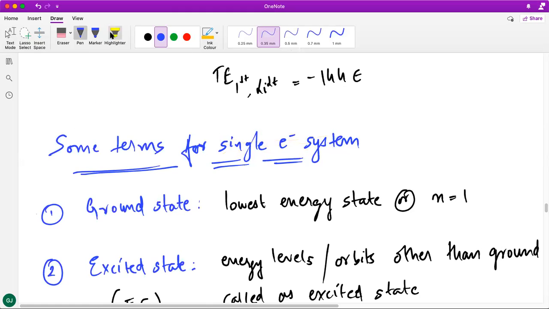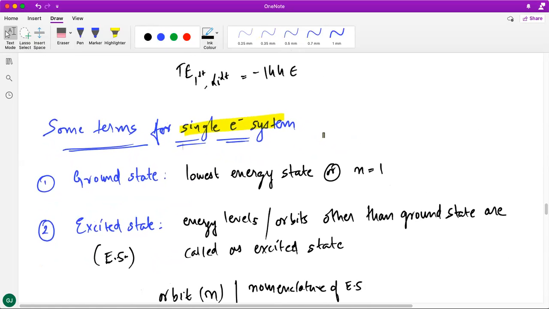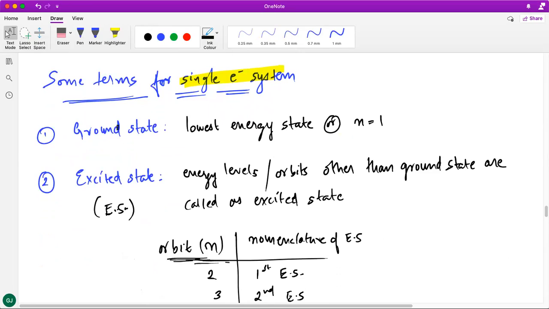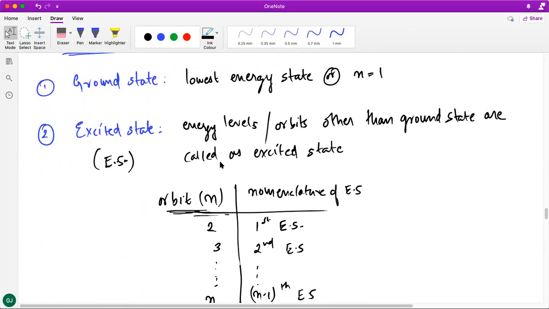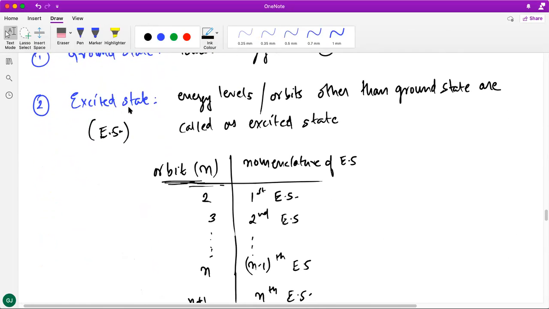So here now you notice that we are going to talk about some terms for a single electron system. Let's go one by one, a little fast. The first term will be ground state. What is ground state? It is the lowest energy state, and in this case, in single electron system, it will be simply n equal to 1. Okay. Excited state. What is meant by excited state? Energy levels other than ground state. The higher energy levels, they will be called excited state.